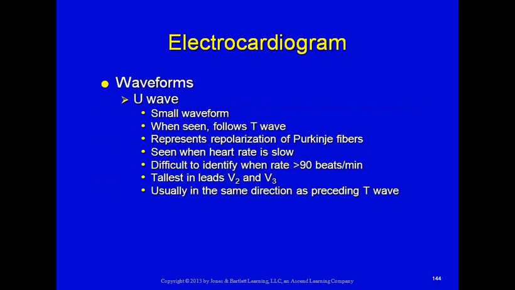Now, a U wave is a wave that we rarely ever see. It's a very small waveform. When it is seen, it does follow a T wave, and it represents the repolarization of the Purkinje fibers. The heart rate has to be pretty darn slow to see it, and it's very difficult to identify anytime the heart rate's greater than 90 beats a minute. And if you do see it, it's tallest in V2 and V3, and it's usually in the same direction as the T wave. And the U wave, when seen, can be an indication of hypokalemia, not enough potassium in the blood.